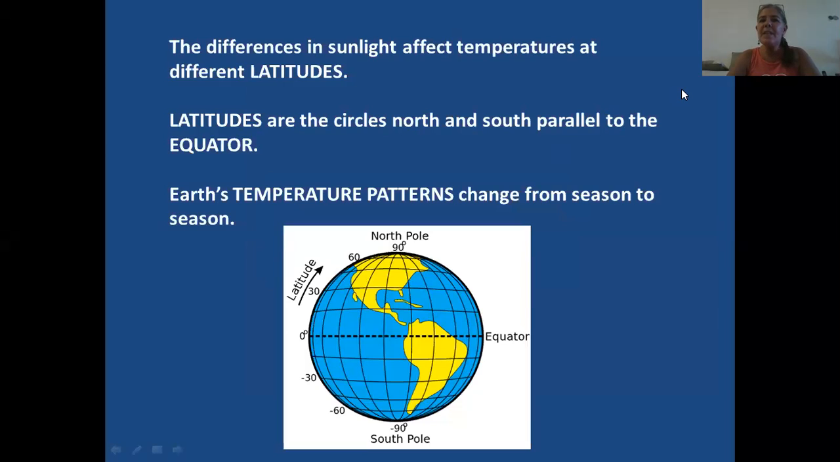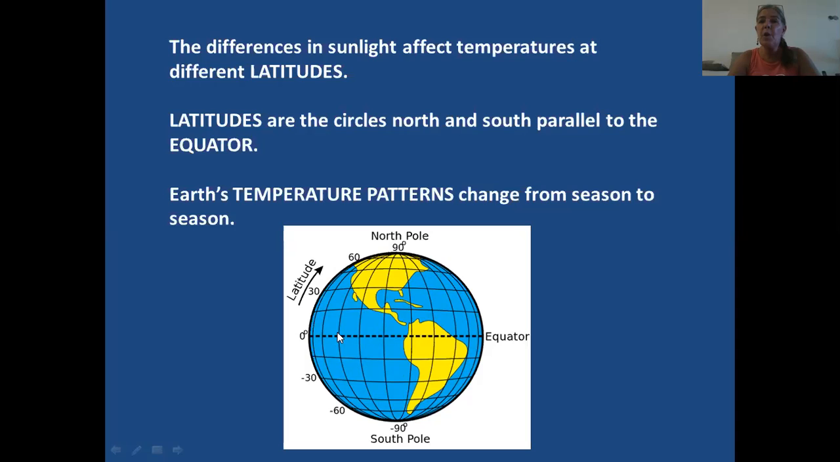The difference in the sunlight affects the temperature at different latitudes. So remember that, for example, the latitudes that are closer to the equator are going to be warmer than the latitudes that are closer to the North Pole or to the South Pole. So remember also that latitudes are the circles north and south parallel to the equator.